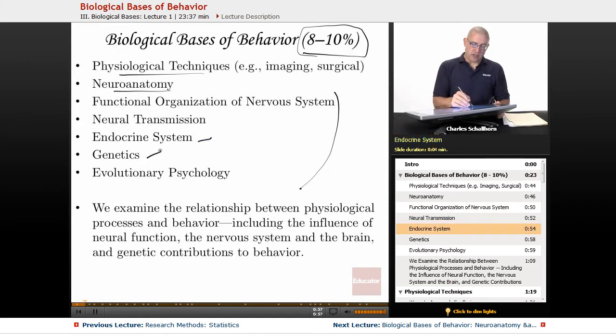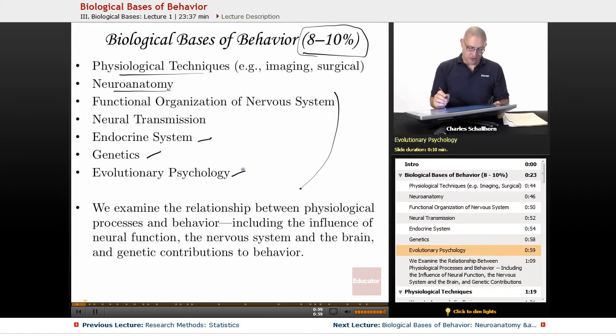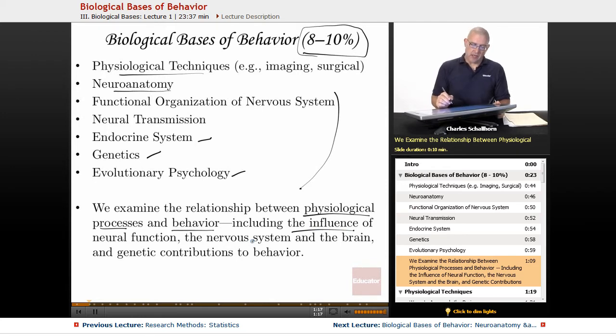We also have a segment on genetics and evolutionary psychology. This is sometimes called behavioral or biobehavioral psychology, but we're looking at physiological processes and behavior, including the influence of neural function, the nervous system, and the brain, and genetic contributions to behavior.